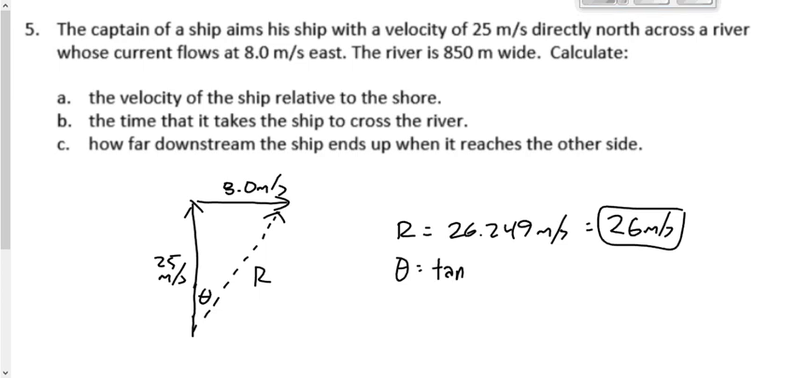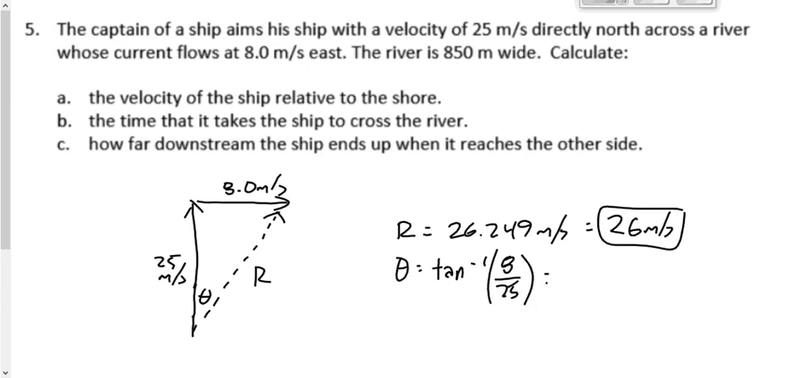Theta is the inverse tan function of opposite over adjacent. What's the opposite? Is it 25 or is it 8? Megan, 25 or 8, opposite sides? 8, good. So it's 8 over 25.